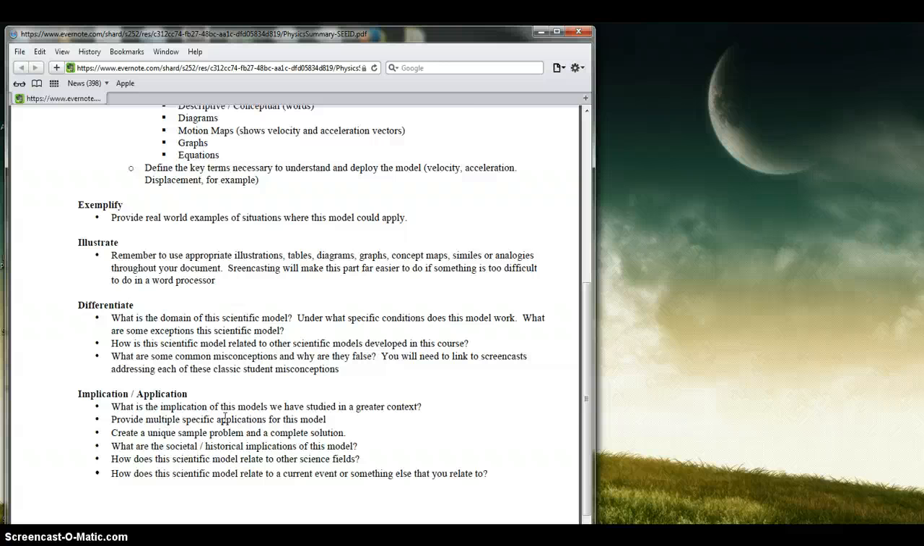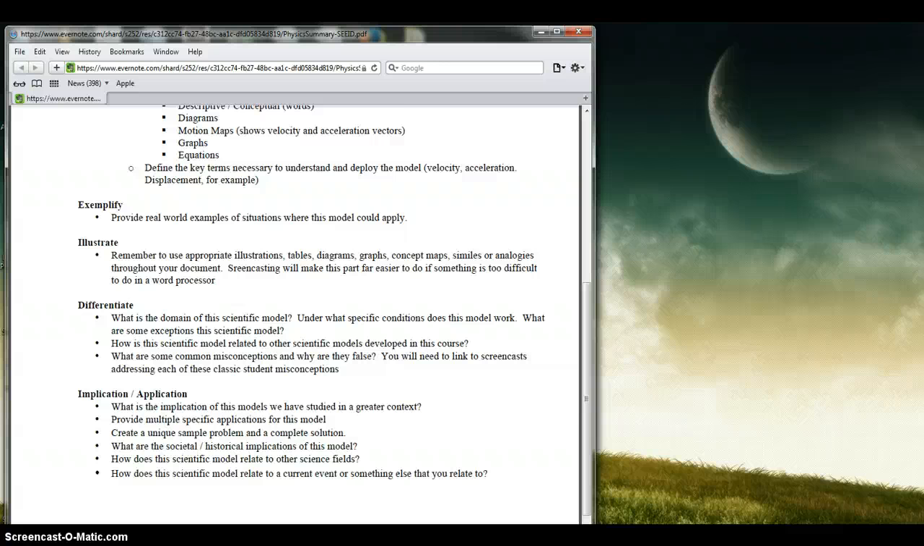The implication of this model is that things travel with a constant velocity. I don't know how to say that better, except to say that objects with a constant velocity never change the type of direction, type of motion that they're doing. When it's constant, it's always staying the same. So that's the implications of that. We've already provided specific applications with this model, and then we just did a sample problem.